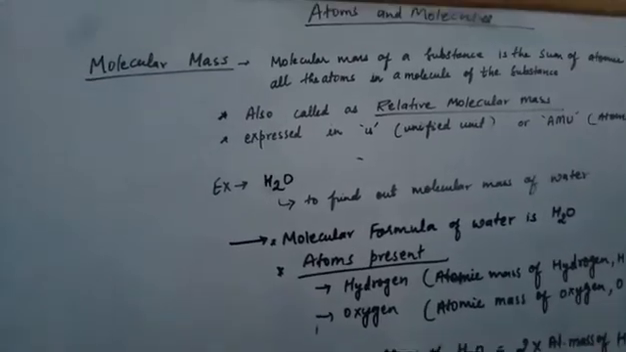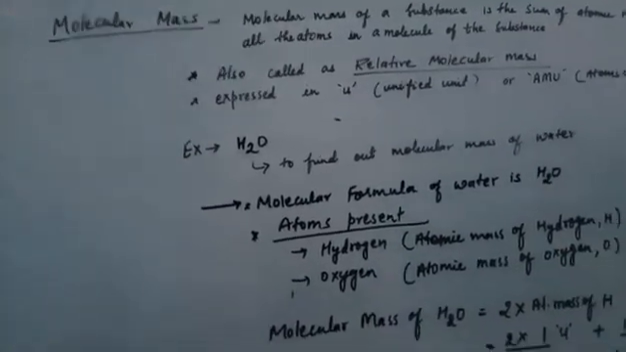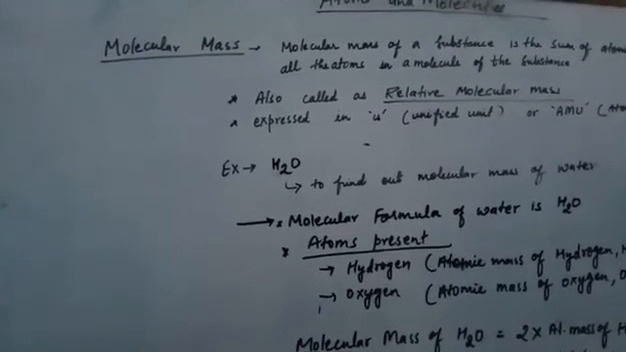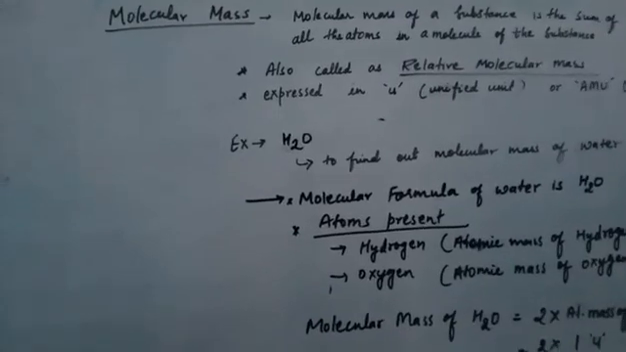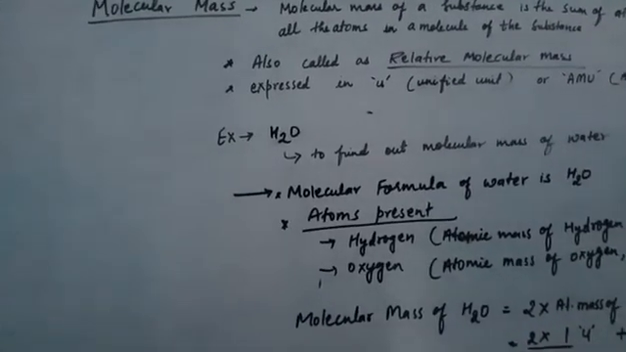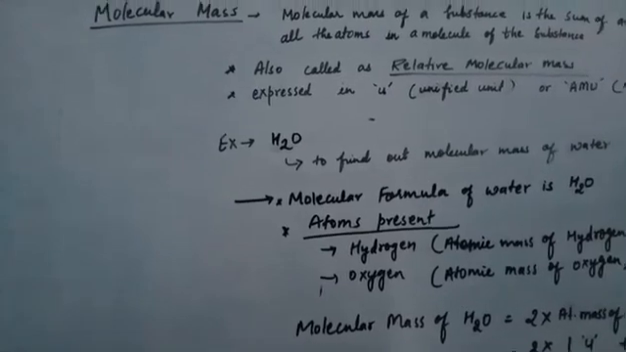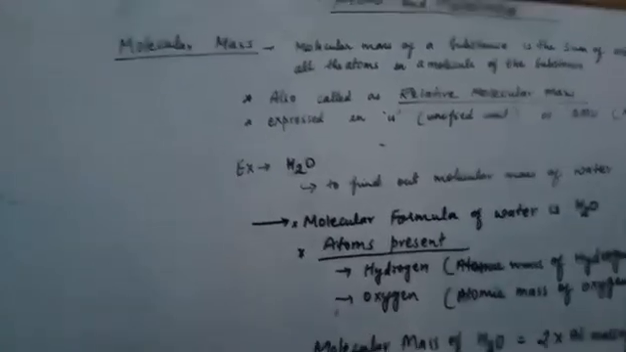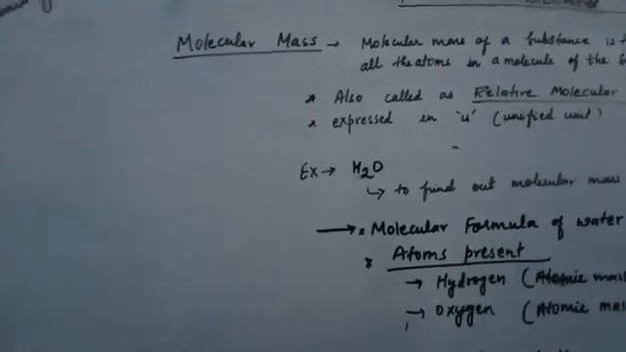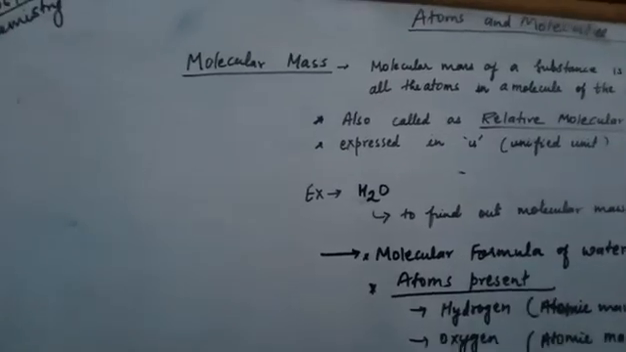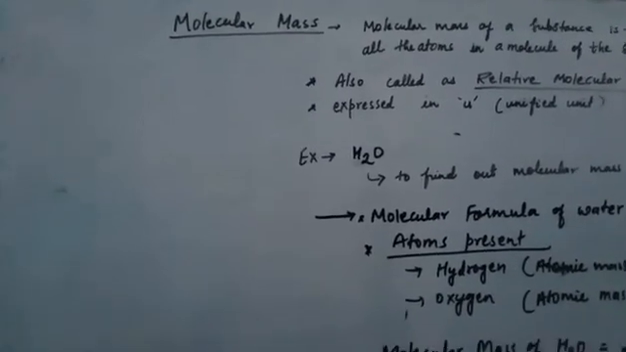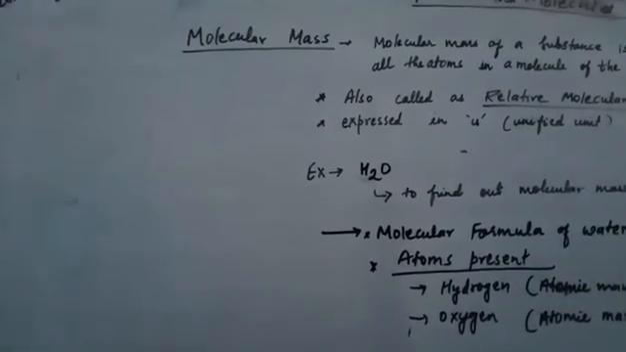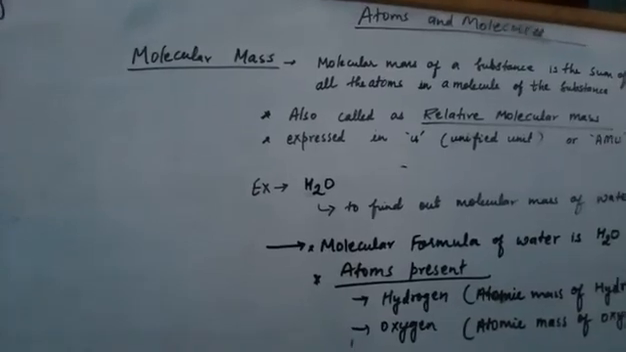Okay, the next topic is molecular mass. It is just like what we have studied in our previous classes about the atomic mass. Atomic mass, as we know, is the mass of an atom of any element as compared to the mass of one atom of carbon. So like that, atomic mass means mass of the atom of any element. Similarly, molecular mass means mass of a molecule of any substance.